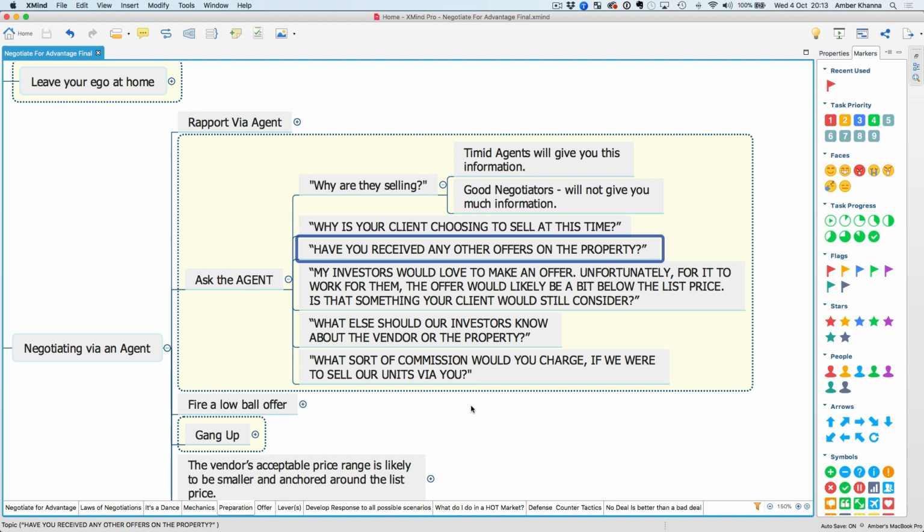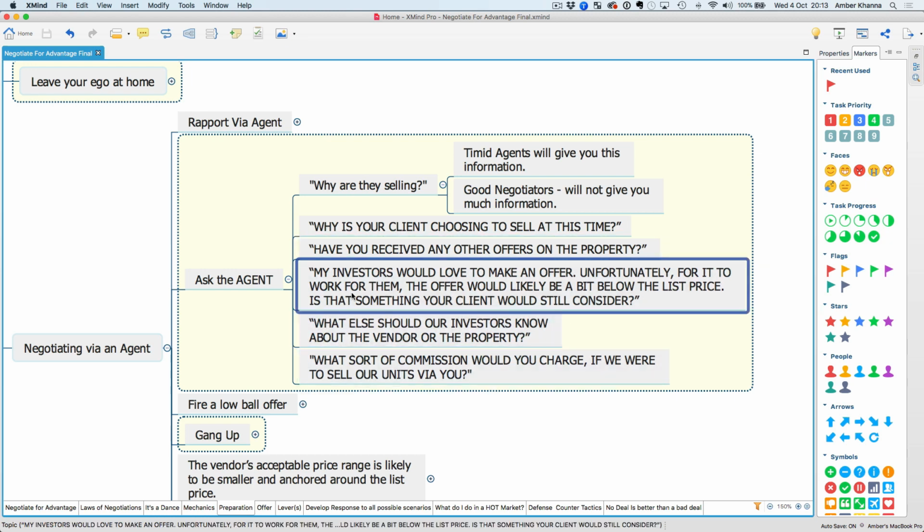Nibbling is a strategy we'll discuss a little bit later today. So, why is your client choosing to sell at this time? These are certain questions that you've got to ask, and you can write them down, or you'll get a copy of all these mind maps and PDFs that you can use. So you should memorize all of them.